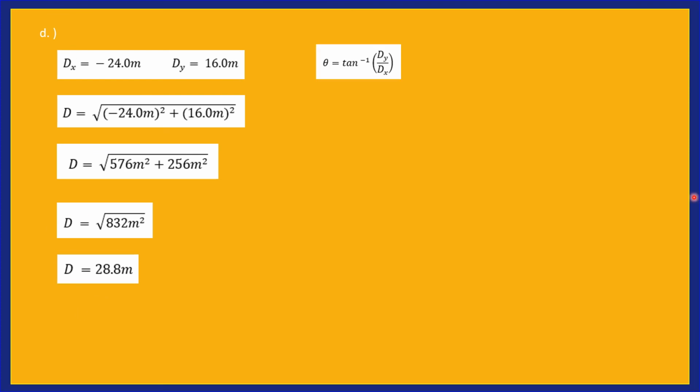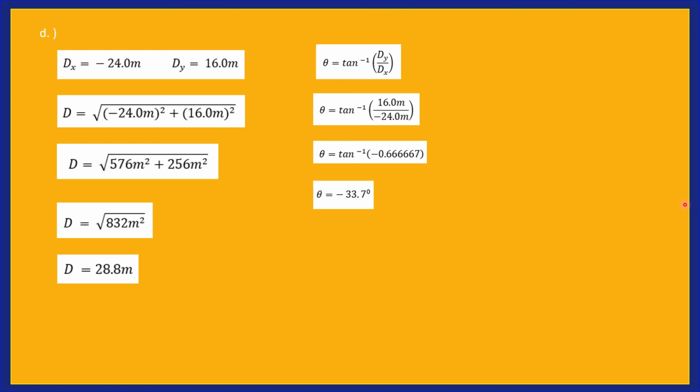Then for the direction, we can find theta. We have tangent inverse of dy over dx. We have 16 over minus 24. Arctangent gives us negative 0.6667. So therefore, theta equals negative 33.7 degrees. Again, we need to look at these angles. It tells us that the vector lies in the fourth quadrant. But in this case, this is not the correct angle, because if you look at the components, dx is negative and dy is positive, so this vector must lie in quadrant number 2. Let's look at the diagram.